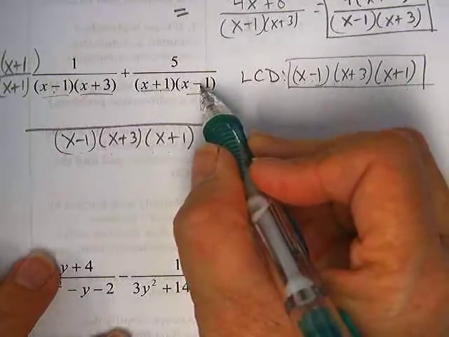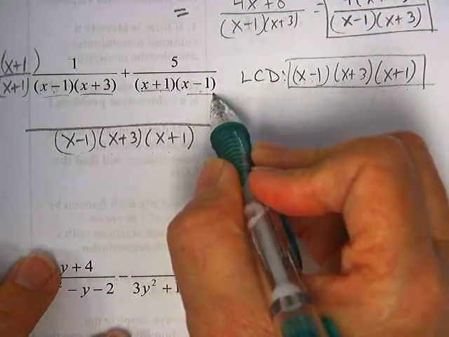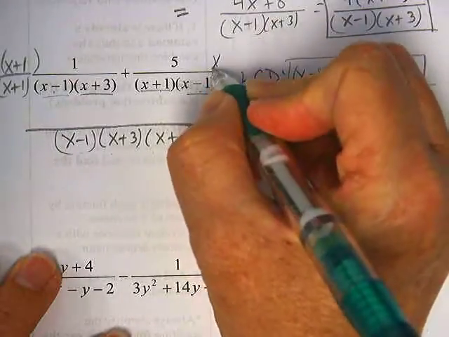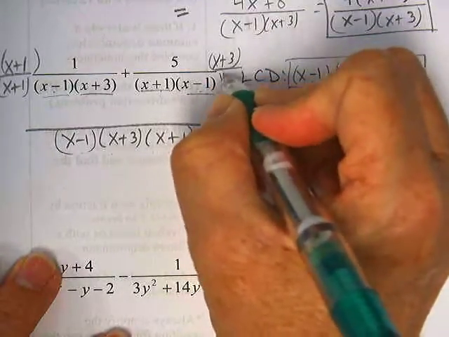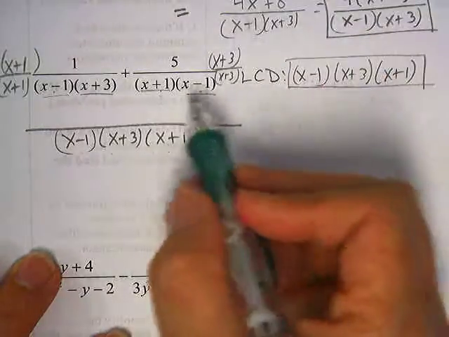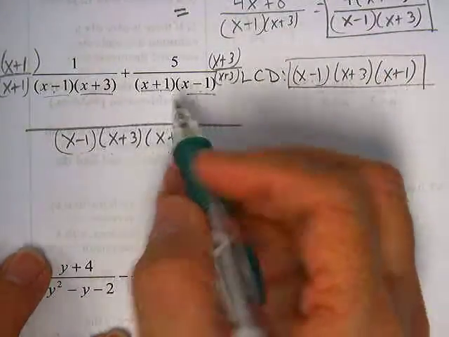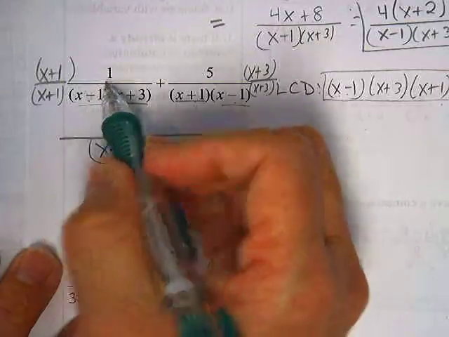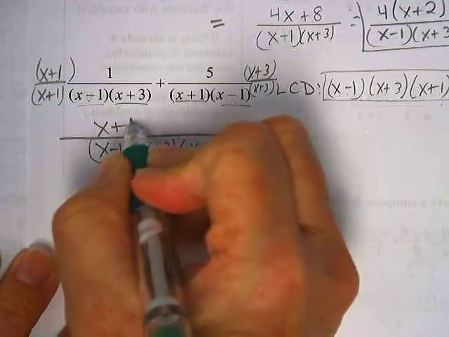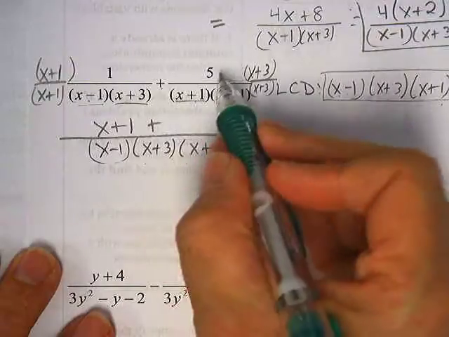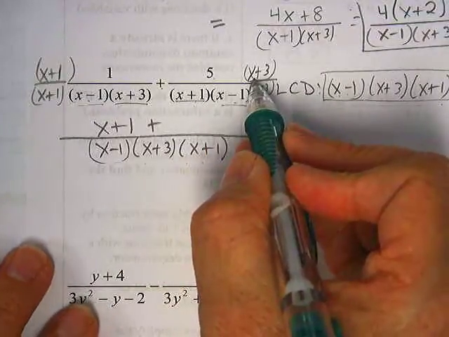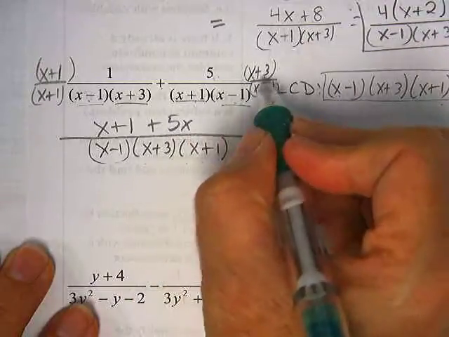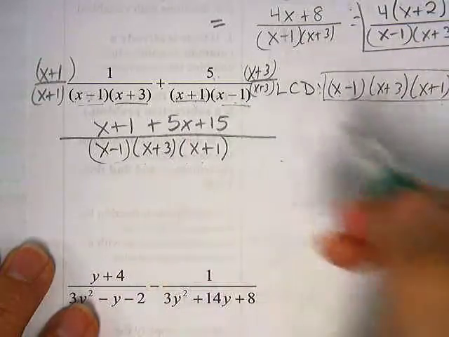My second fraction, I've got an x plus 1 and x minus 1. I'm missing the x plus 3 in the denominator. So I will multiply by x plus 3 over x plus 3. When I go through to multiply these now, I've got x plus 1 times 1. Well, anything times 1 is just itself, plus 5 times x plus 3. So 5 times x is 5x, and 5 times 3 is 15.